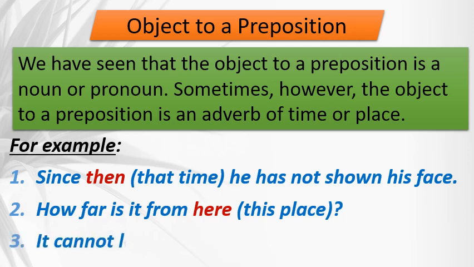Number 3 is, it cannot last forever. So as you can see, the word ever works as an adverb of time in the sentence and an object to the preposition for.